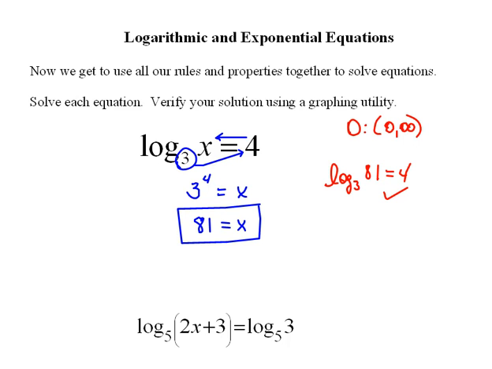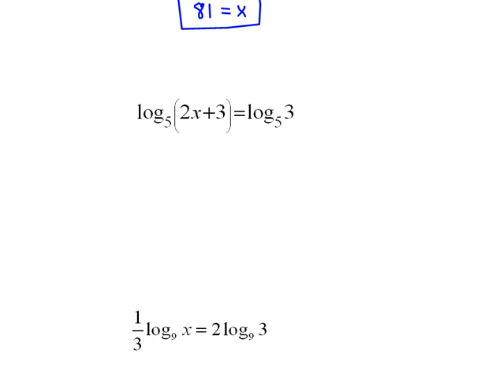Let's try another one. Here we have log base 5 of 2x plus 3 equals log base 5 of 3. If you'll remember from a previous section, we had a rule that said if log base a of m equals log base a of n, then m equals n. The only way we can have logs identical to each other is if the arguments are actually equal to each other also. In this case, our arguments are 2x plus 3 and 3. In order for both sides to be the exact same, these arguments must be the same also.